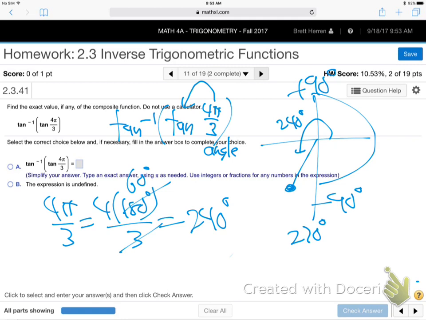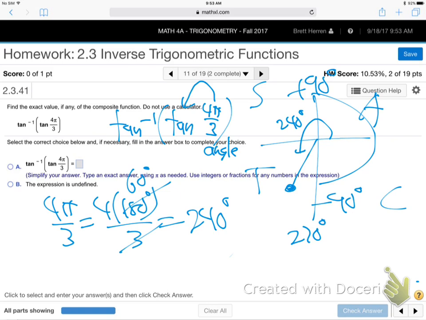Well, how do you know which zone? It's all about whether it's positive or negative there. Remember, first quadrant, everything's positive. The other inverse quadrant is for the negatives. So is tangent going to be positive or negative in that third quadrant? All students take calculus. Tangent is positive.